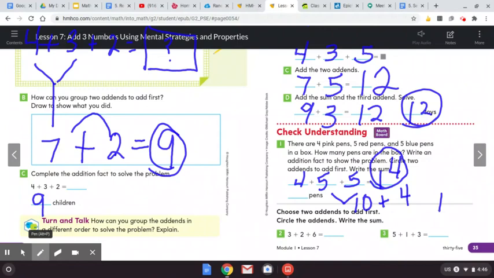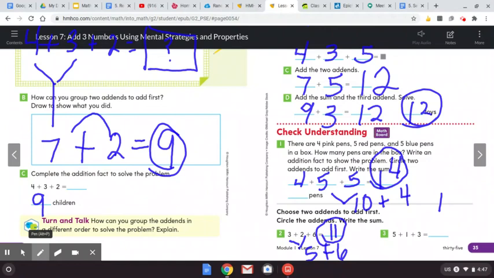Thinking about our number talks, you can go from left to right. You can find a pattern you know. Who chose 3 plus 2? 3 plus 2 is 5, and 5 plus 6 is 11. Did you group these two together first? 3 plus 2, 5, and 5 plus 6, 11. Good job.